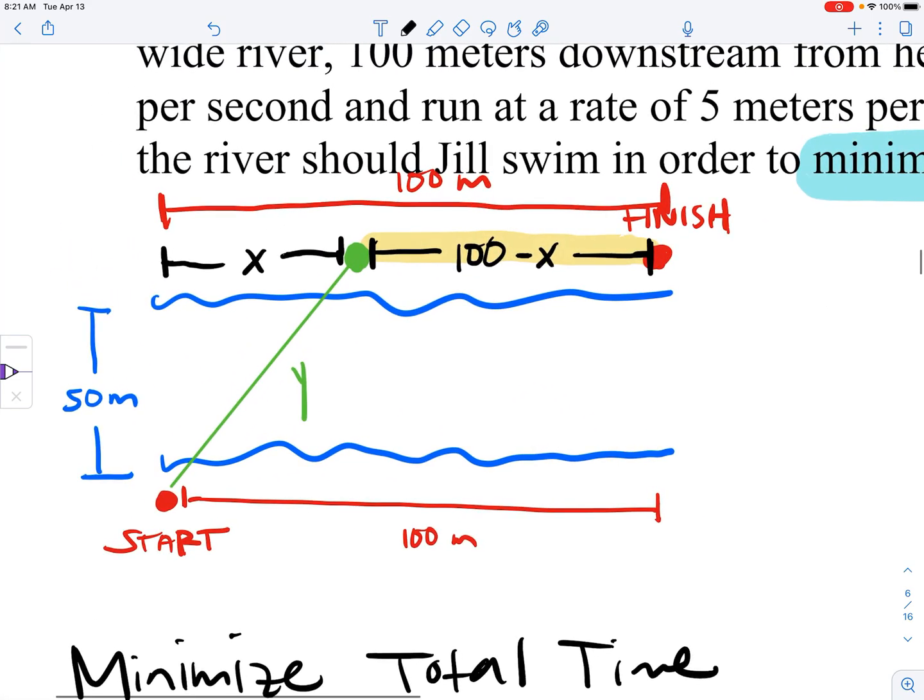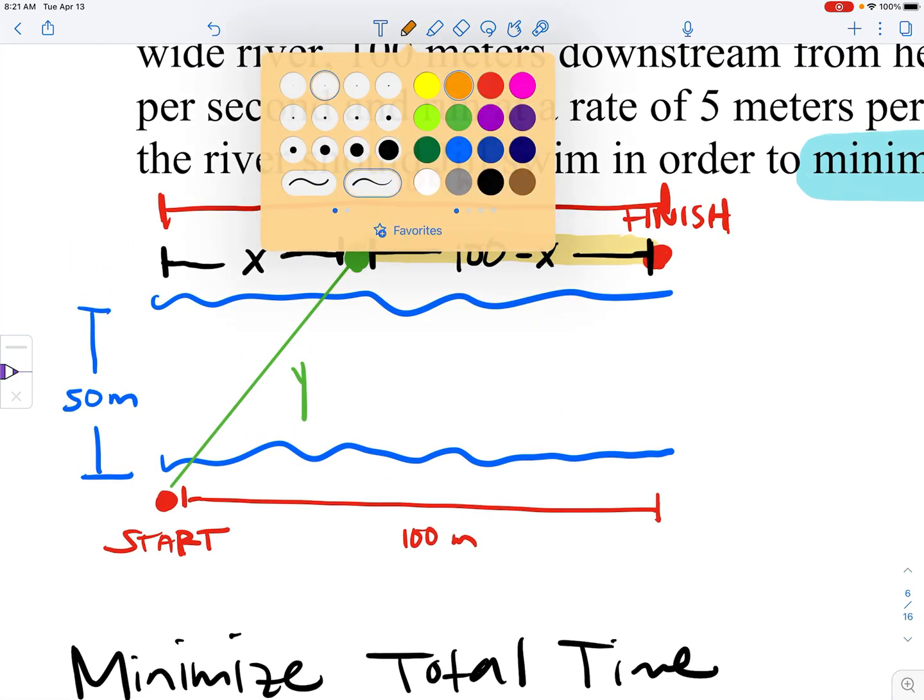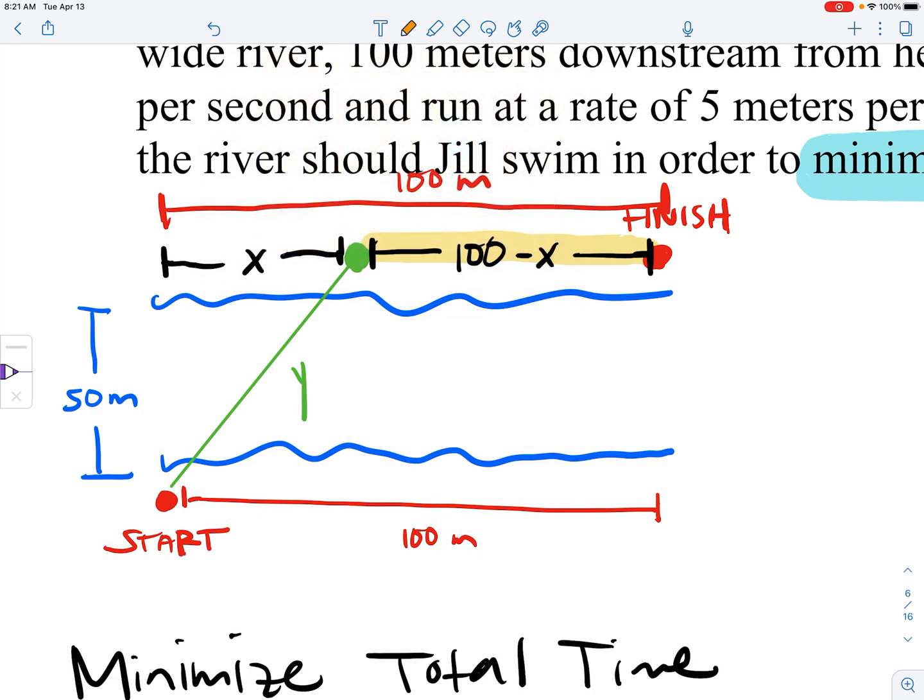Looking at our picture, you might have noticed that we have a right triangle created here. Okay, where the distance, that 50 meters from one side of the river to the other, is one leg of the right triangle. And then x would be the other leg of the triangle, and y would be the hypotenuse.